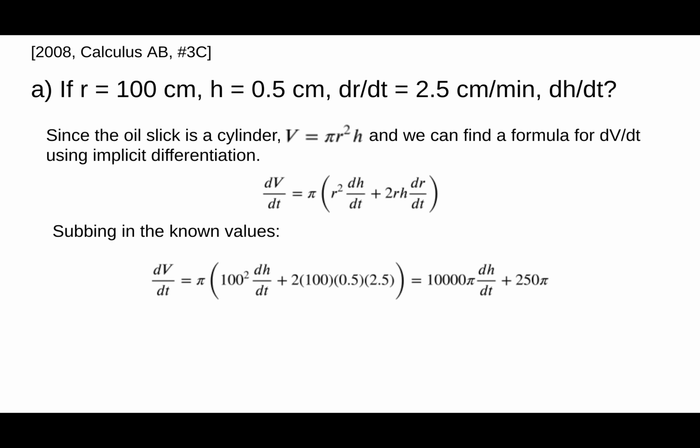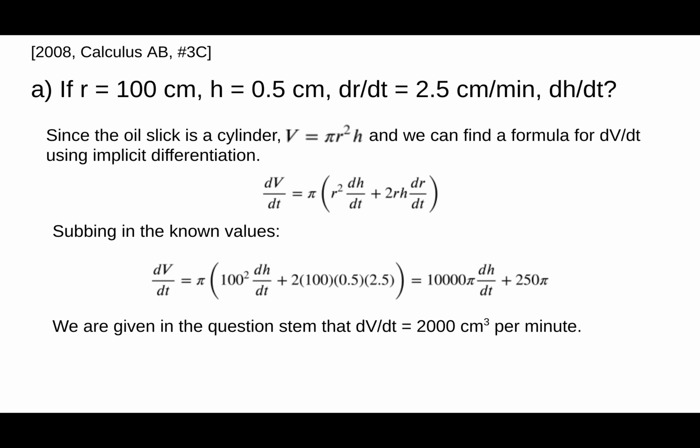And then subbing in the values that we do know, that the radius is 100 centimeters, the height is half a centimeter, and dr dt is 2.5 centimeters per minute, we can get a formula for dV dt that is only in terms of dh dt. If we simplify this, we get 10,000 pi times dh dt plus 250 pi. However, we do know that dV dt from the question stem is just 2,000 cubic centimeters per minute.